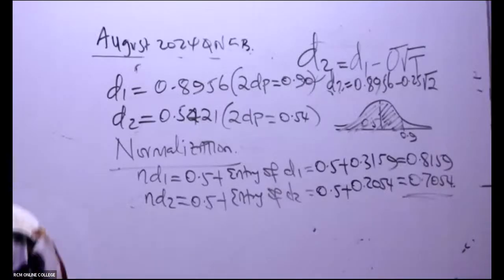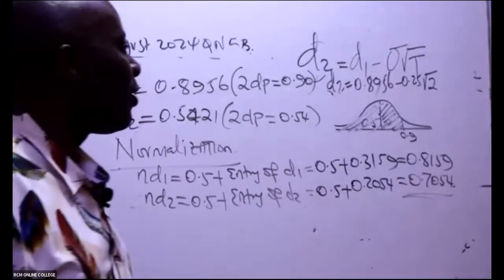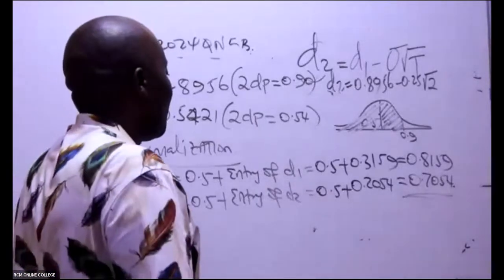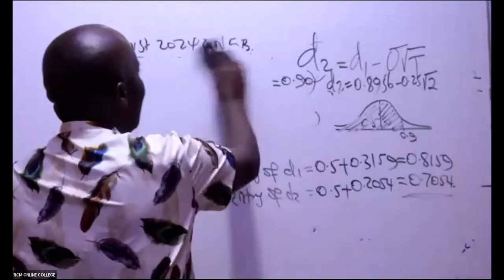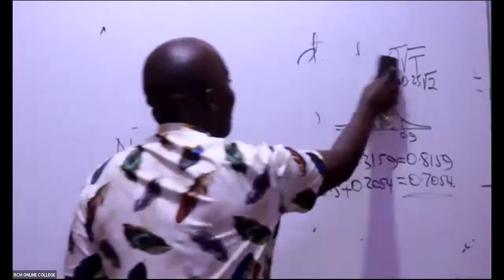Now, my good students, having gotten that, are you able to tell me the next step? The next step in this case is for you to give us the value of a call option. How do we get the value of a call option?